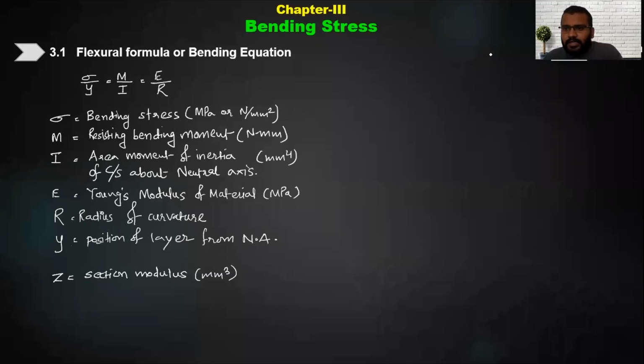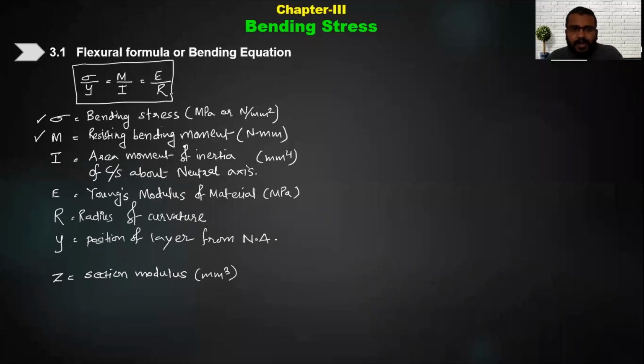Now, in the last session, we discussed the flexural formula. We derived that formula, the bending equation. I have explained here what the terms involved in it are. Sigma is your bending stress, either in MPa or Newton per millimeter square, because we will be using those units.